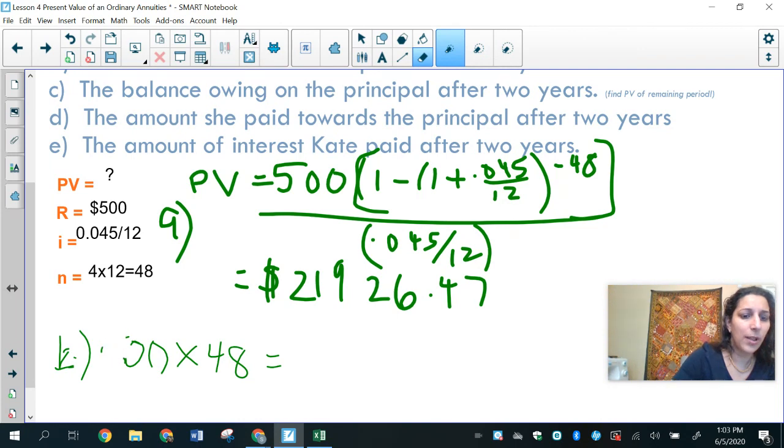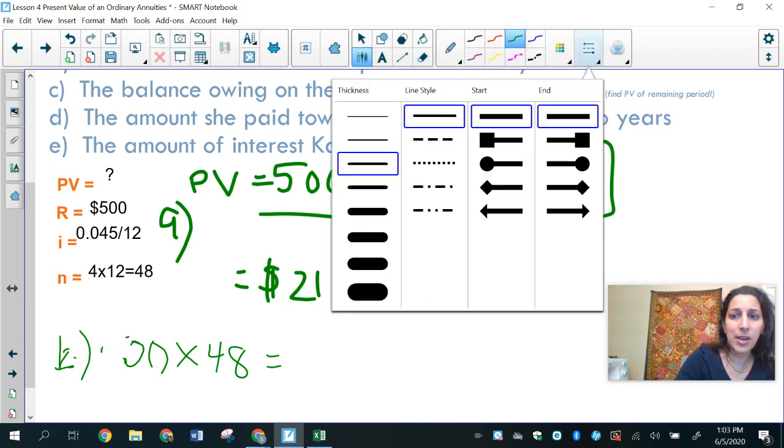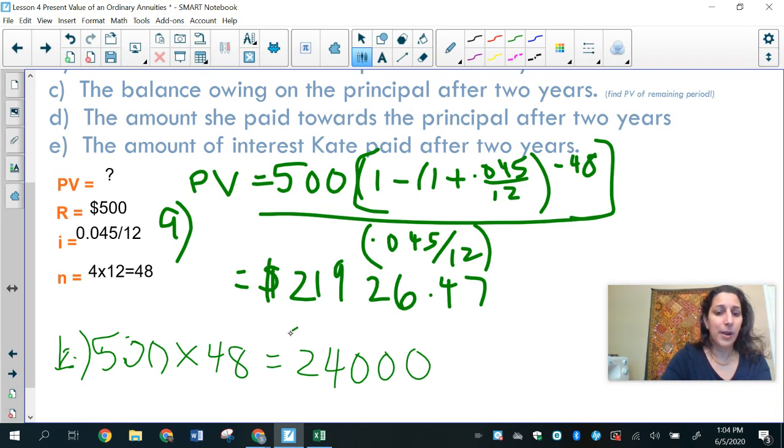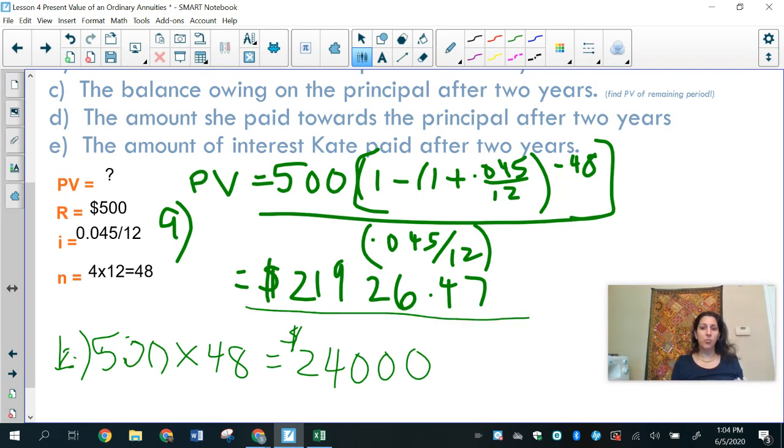Okay, so 48 different times she took $500 out of her pocket. In total, after this 4 year period, how much money came out of her pocket? What's 500 times 48? 24,000. Okay, so what came out of her pocket was $24,000. But what was her loan amount? Her loan amount was only 21,926. So what's the difference? That difference, $2,073.53, is the interest that she paid.